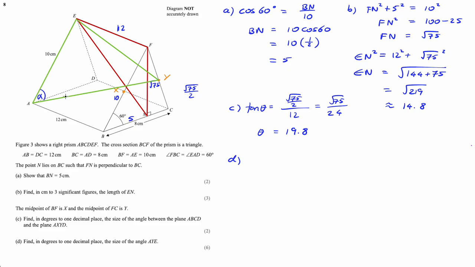So my immediate thought is cosine rule. So cosine rule, we have one length here, 10. I need the other two lengths. I need AY and I need YE. Okay, how am I going to get these? Okay, let's have a think. What we're going to need to do, guys, is, okay, let's get AY first. Okay, so I have A to Y here.